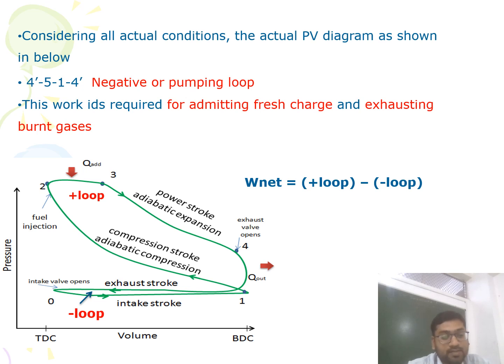Secondly, students, the negative loop is sometimes called the pumping loop, because exhaust occurs above the atmospheric pressure line, and 0 to 1, the suction, occurs below the atmospheric pressure line. Due to this pressure difference it creates a pump kind of operation, so it is said to be a pumping loop. So this is the actual PV diagram of the four-stroke diesel engine.